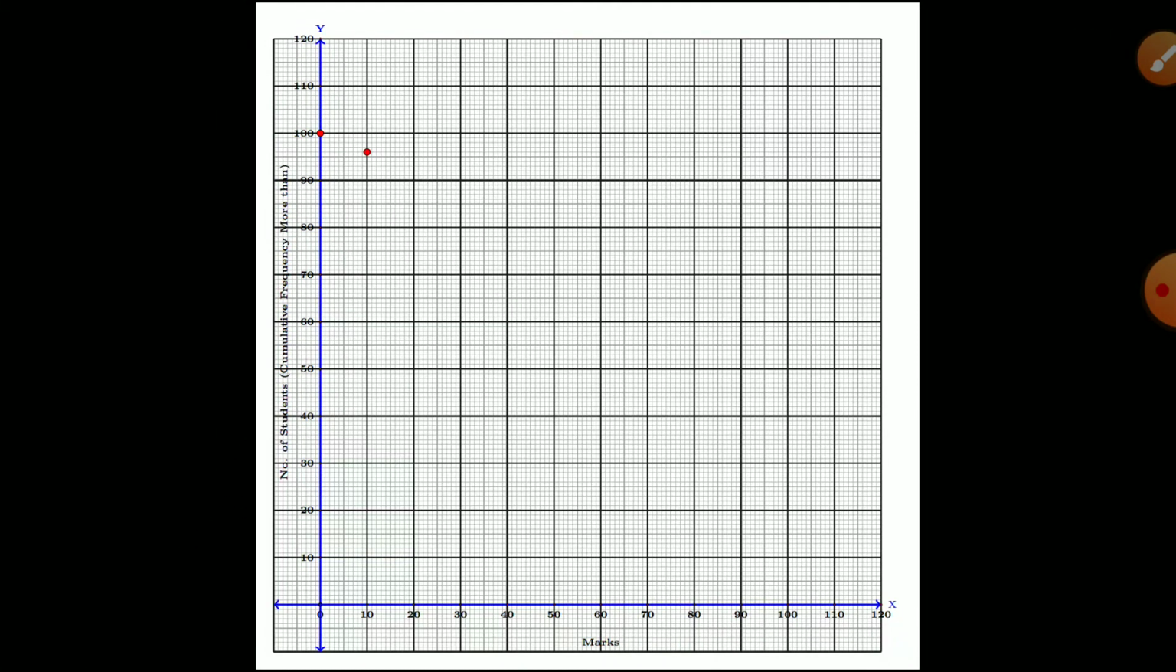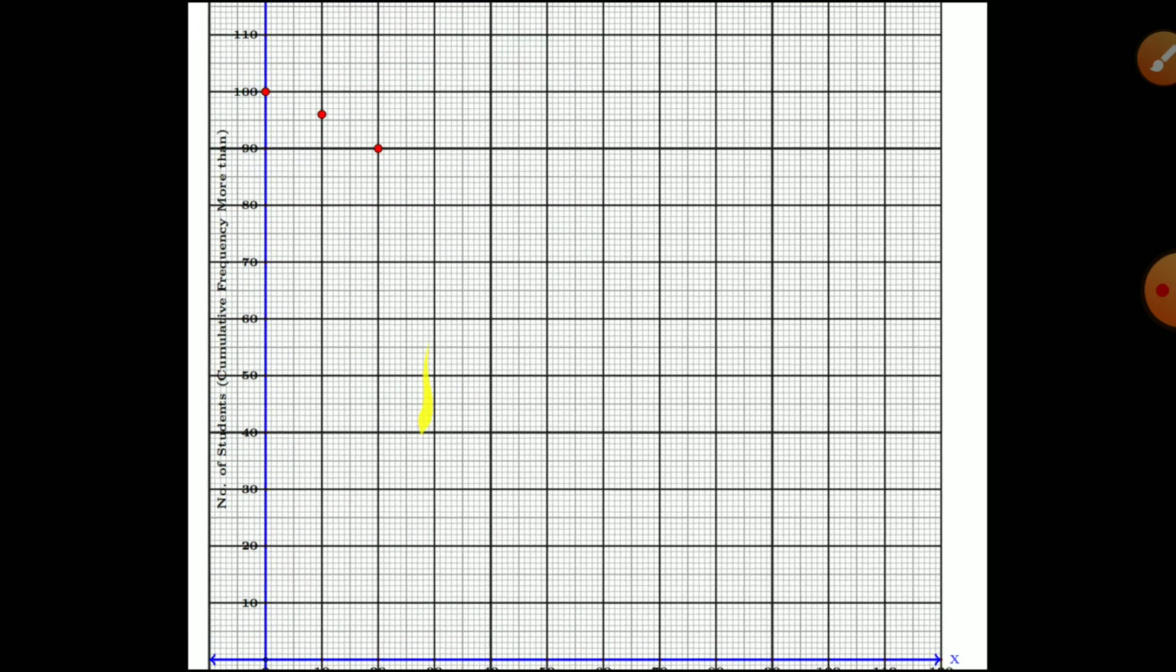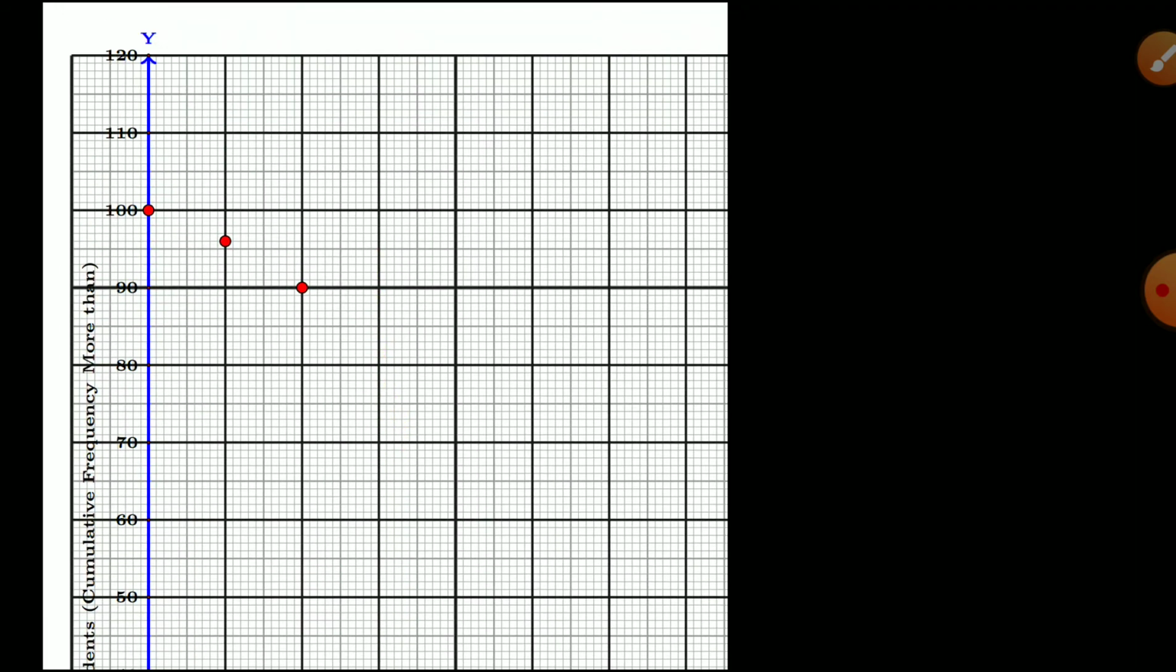Now the next point is 20, 90. So 20, 90, that point is here. Okay, our third point. We are plotting all the points on the graph: marks versus number of students. Number of students means cumulative frequencies.